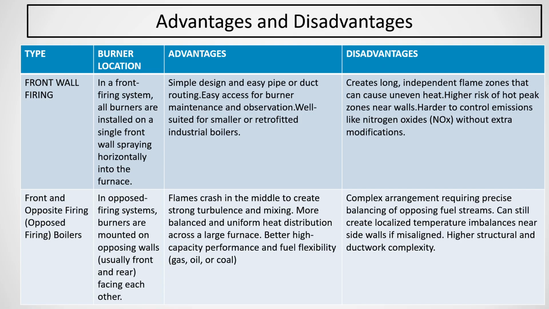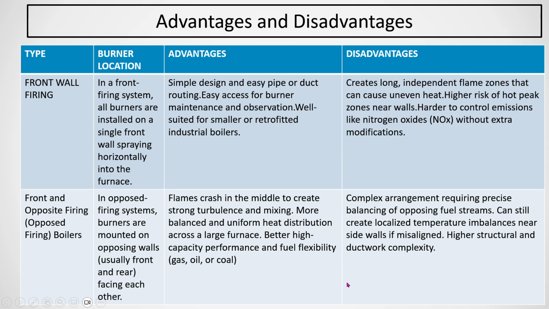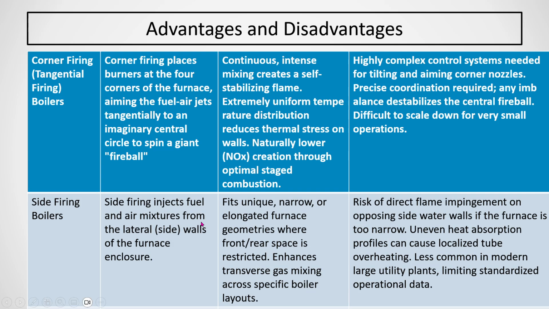Similarly, corner firing, which you have seen in the drawing. This one is the corner fire. Here you see the advantage: burners are mounted at the corner, and continuous, intense mixing creates a self-stabilizing flame. Because all the flames come from the corners, they move to the center of the furnace, so NOx generation will be very low, and thermal stress on the wall is reduced, because the flame will not directly impinge on the wall.